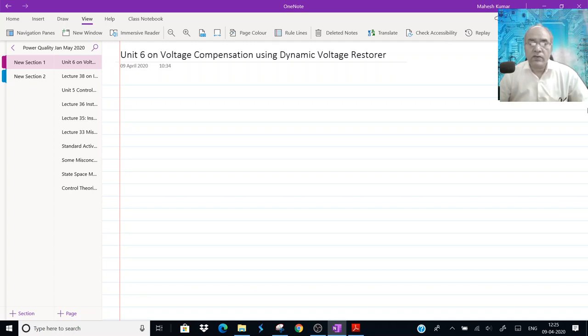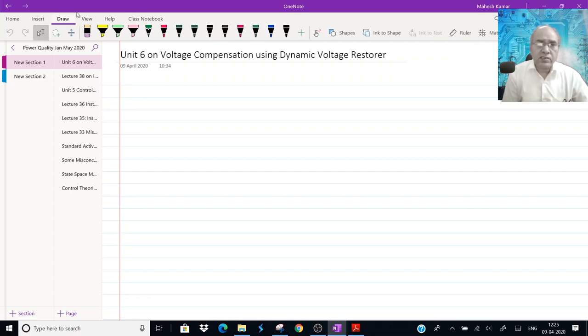The steps involved were first to find the reference currents using some formulation or algorithm, and then track them using the power circuit. The same concept is applicable here. First we have to find the reference DVR voltage, and then we have to compensate by a power circuit. So we'll start today with this section, the voltage compensation using dynamic voltage restorer. Now you may ask, why DVR, why not other devices?